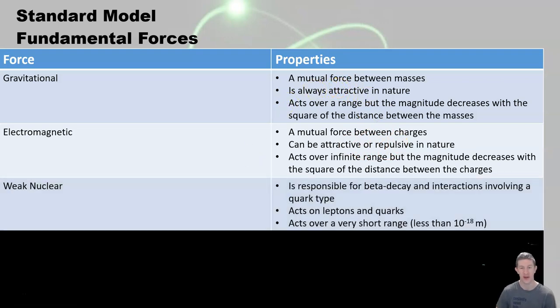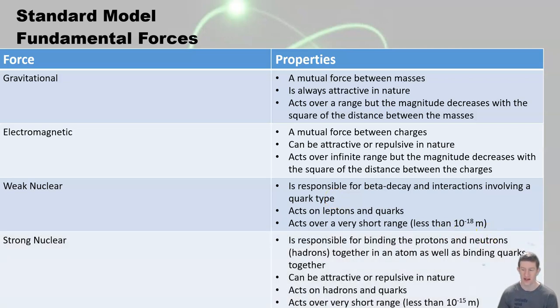Then we have the weak nuclear force. So this is the force responsible for beta decay and any interaction involving a quark type, which will make more sense later. It acts on leptons and quarks, and it acts over a very, very short range. So we're talking less than 10 to the negative 18 meters, which is tiny. So again, almost similar in that it acts on leptons and quarks instead of charge and mass. In this case, it's a short range, and specifically it's responsible for beta decay and interactions between these quark types.